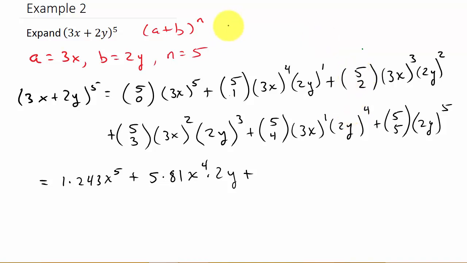Plus, all right, now let me come back up here and let's calculate combination 5 choose 2. So combination 5 choose 2. All right. So that's going to be what?